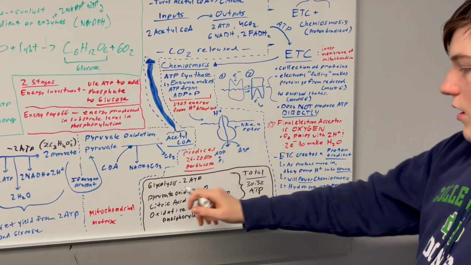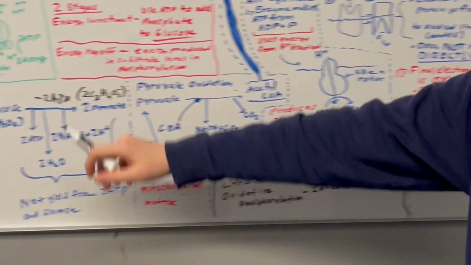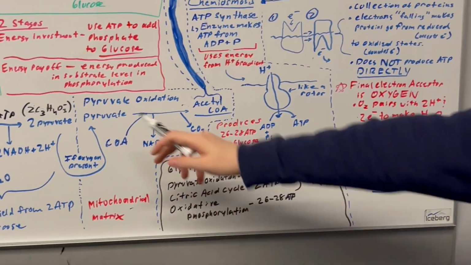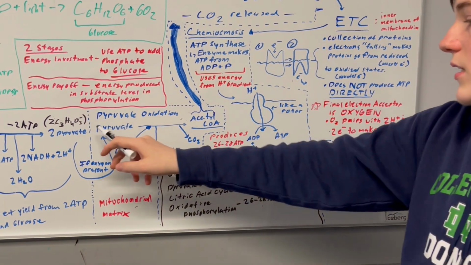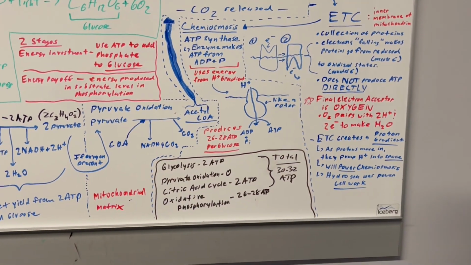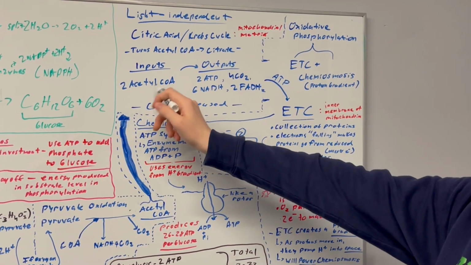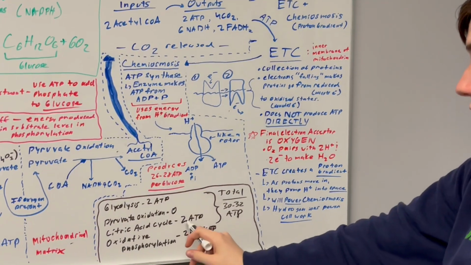And then down here, this is your net gain from every stage. So from glycolysis, you gain 2 ATP. Remember, you lose 2, gain 4, your net is 2. Pyruvate oxidation, you don't gain anything here. All you're doing is the coenzyme A is linking to the pyruvate to make acetyl-coenzyme A. Citric acid cycle, also known as the Krebs cycle. Remember, your inputs are 2 acetyl-coenzyme A. Your outputs are 2 ATP. That's why you gain 2 ATP.